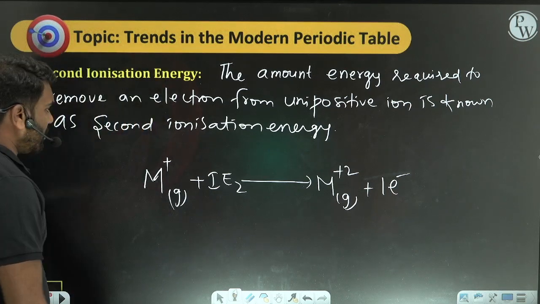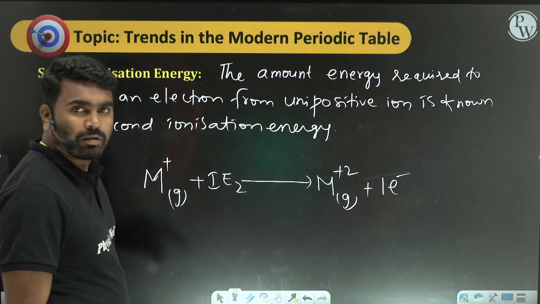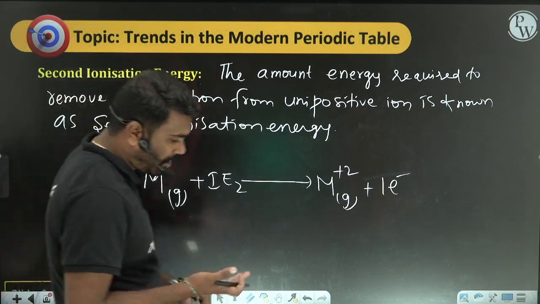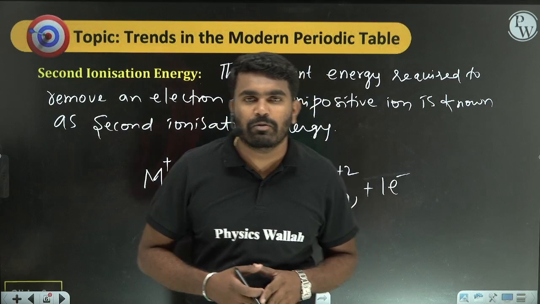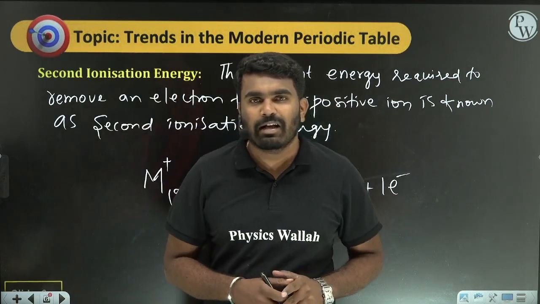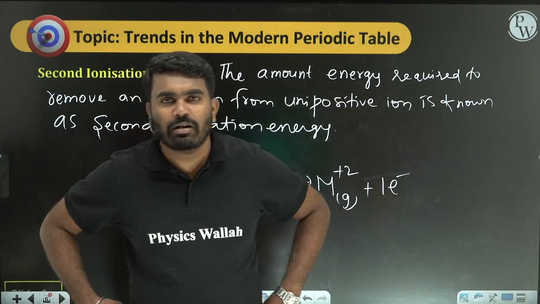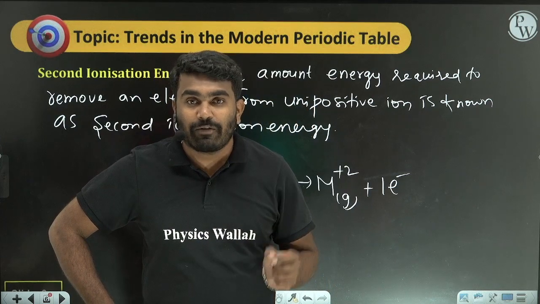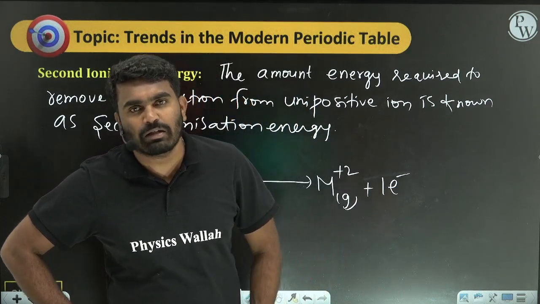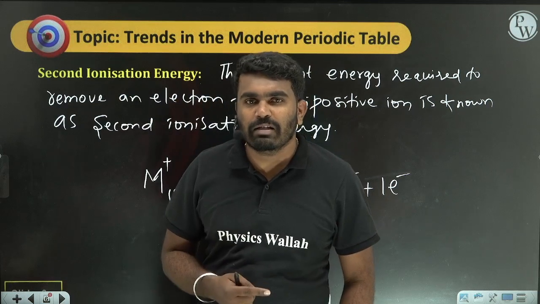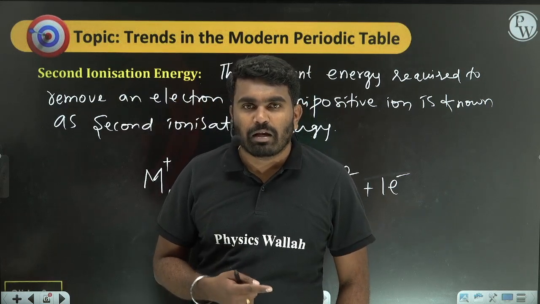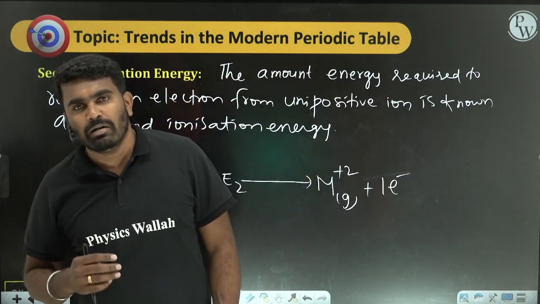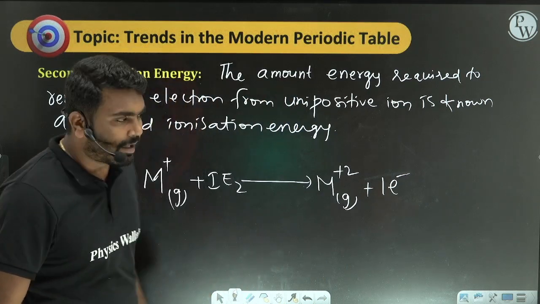Okay. Let's move on to the factors affecting on what? Ionization energy. So first ionization energy and entity, the amount of energy required to remove an electron from the neutral gaseous atom is known as what beta? Ionization energy. In that first ionization energy is what? Okay, the amount of energy required to remove an electron, which electron beta? First electron from the neutral gaseous atom is known as what? First ionization energy. And the amount of energy required to remove an electron from the unipositive ion is known as what beta? Second ionization energy.